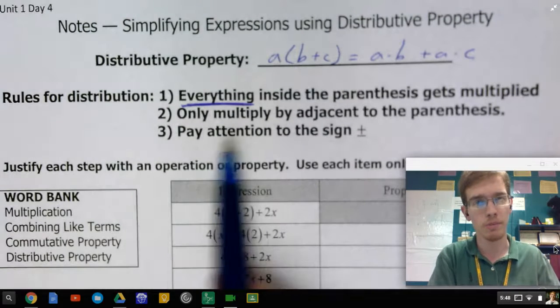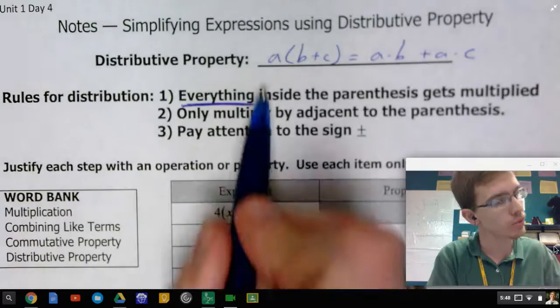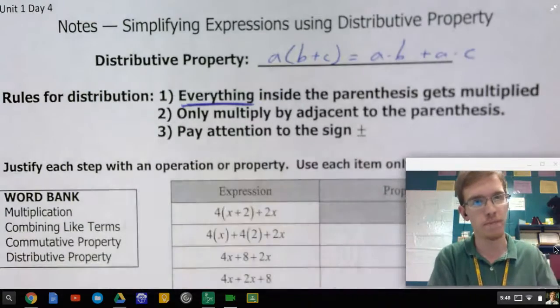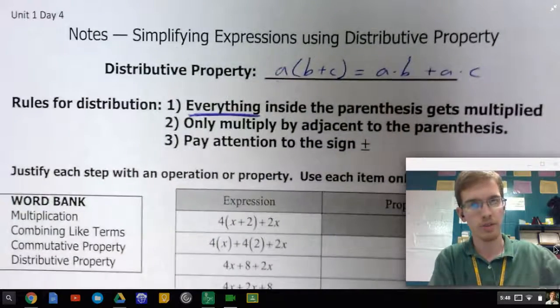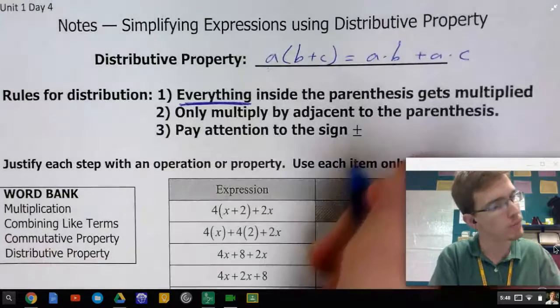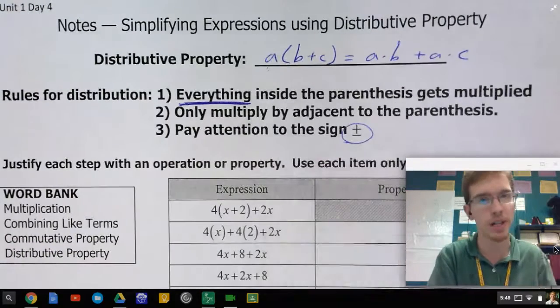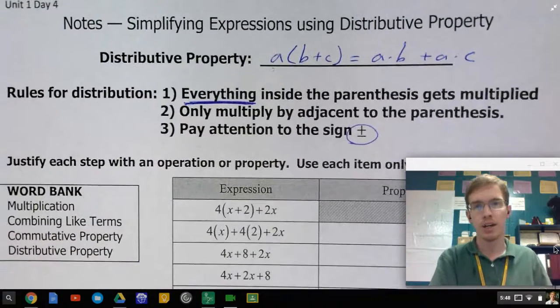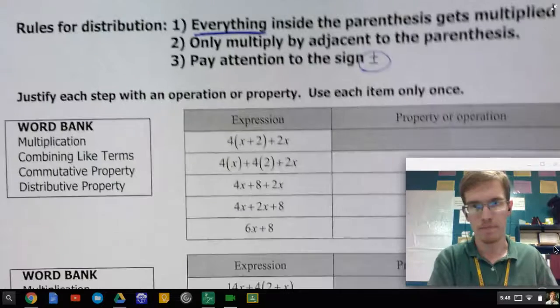Number 2, only multiply by what is adjacent to the parentheses, only the thing that's right outside there. Okay, and then number 3, pay attention to the sign, the plus or the minus, whichever one it happens to be.